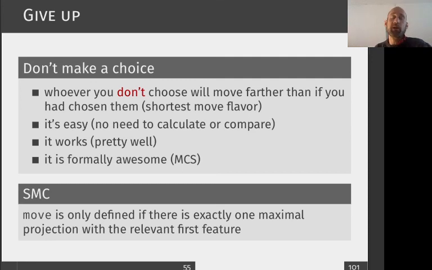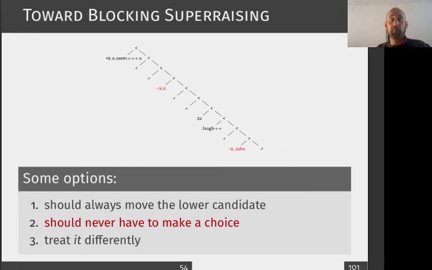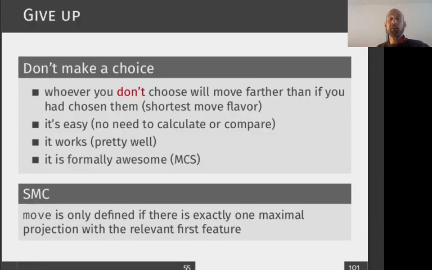So why should we do that? Well, let's think about it a little bit. Whoever you don't choose, right? If you choose the top guy, then the bottom guy, whenever he gets to move, is going to have to move a farther distance than he would have had you chosen him. If you choose the bottom guy, then the top guy, whenever he finally gets to move, is going to have to move a longer distance than he would have had you chosen him. Right? So whoever you don't choose, that person is going to have to move a farther distance than he otherwise would have. So this is sort of a shortest move flavor. Okay. So that's sort of motivating this from an intuitive perspective.